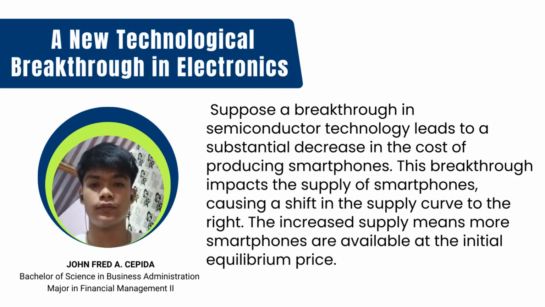In our example, the shift in supply: a technological breakthrough reduces the production cost, leading to a higher quantity of smartphone supply. The impact on equilibrium: with the increased supply, the new equilibrium price decreases and the new equilibrium quantity increases. Consumers benefit from lower smartphone prices due to the increased supply.